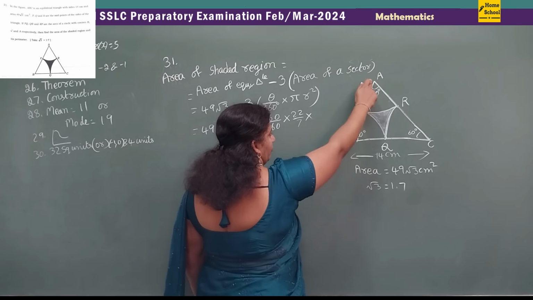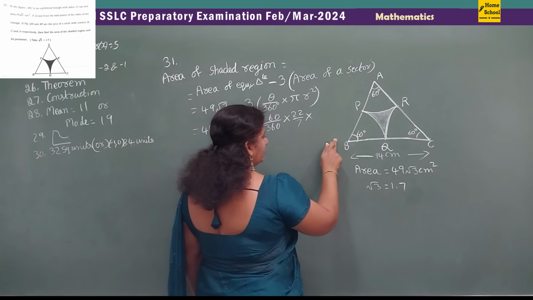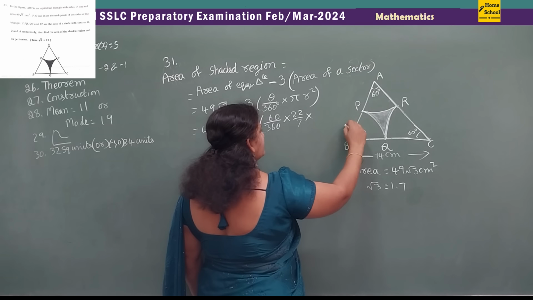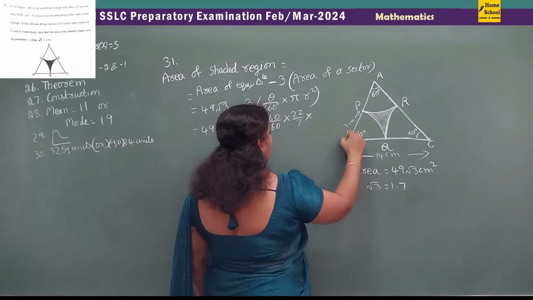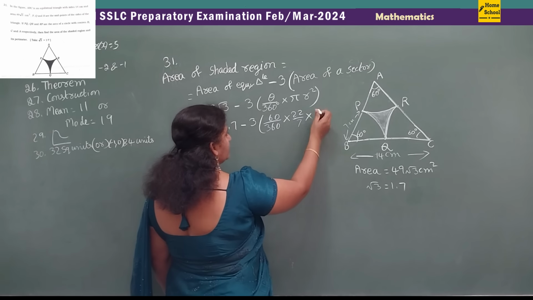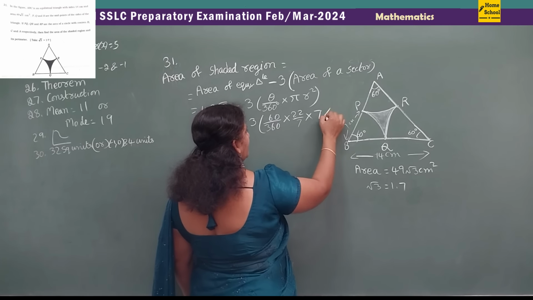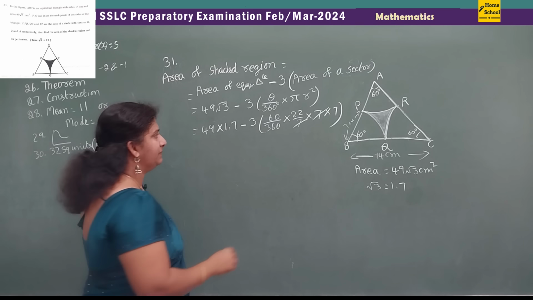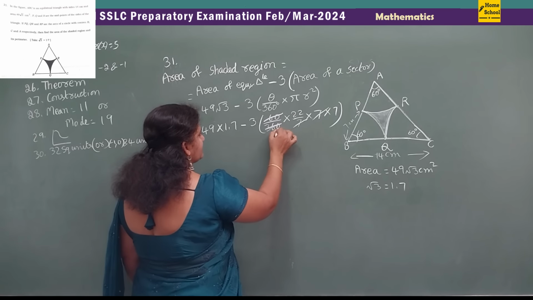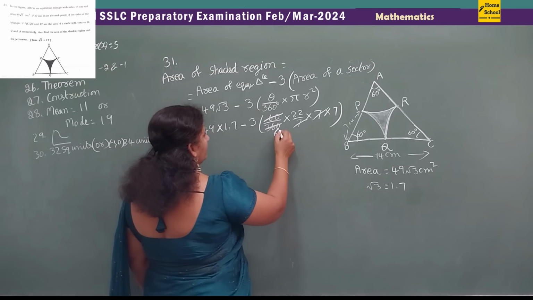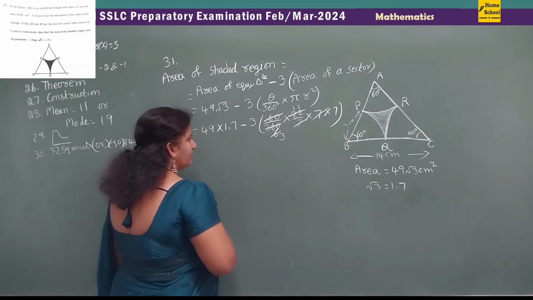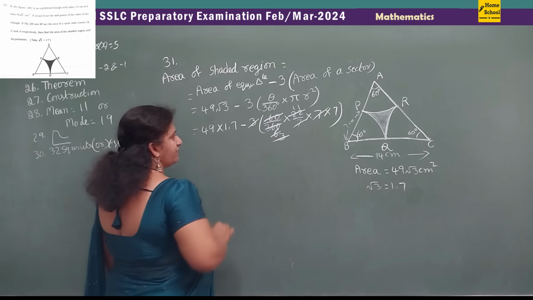T is a midpoint, right? So full, this side length is 14 centimeters. Half of it is 7 centimeters is the radius of a sector. So in our place, write 7 into 7. 7, 7 cancel. And this will be 66, 2 3s, 2 11s. This 3 will be cancelled.